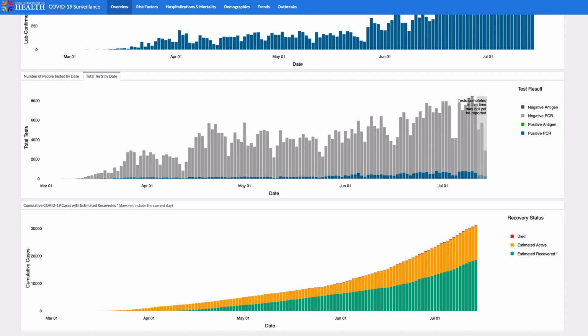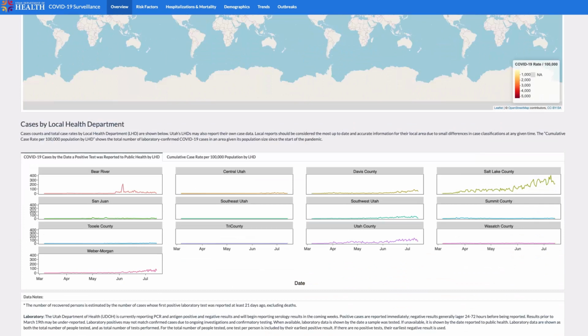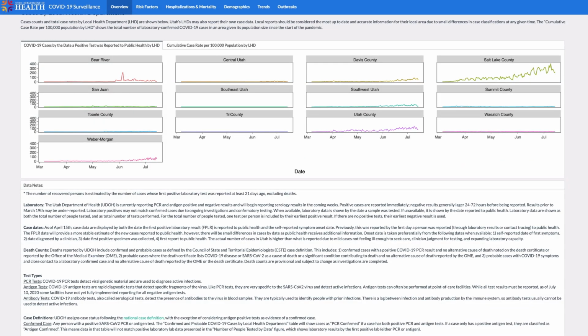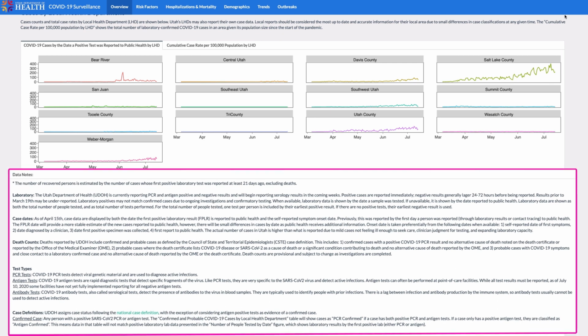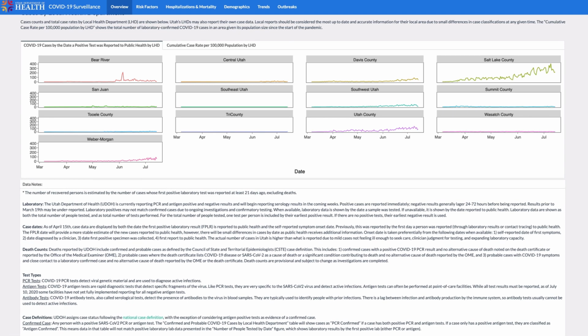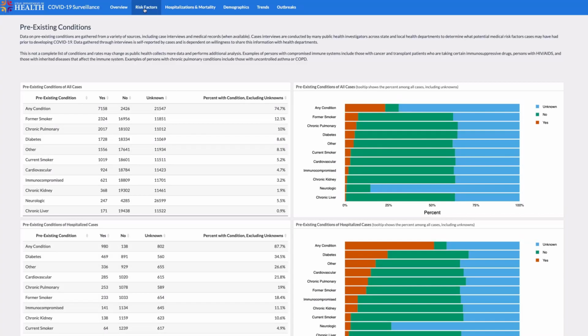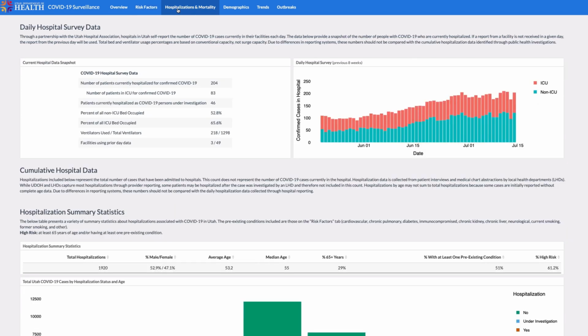PCR and antigen tests will be represented by different colors on the chart. This chart, along with the people tested by date and total cases by date by local health department charts, have been collapsed under tabs. Finally, at the bottom of this page and throughout the entire dashboard are data notes that provide definitions and explanations of how data are compiled and counted. There are no significant changes to the risk factors or hospitalizations and mortality pages.